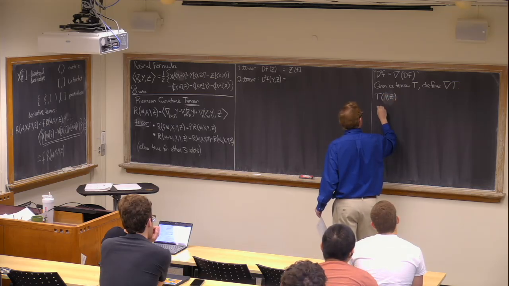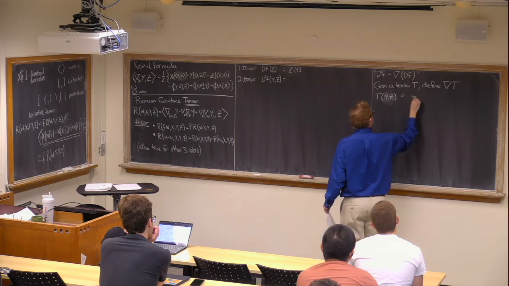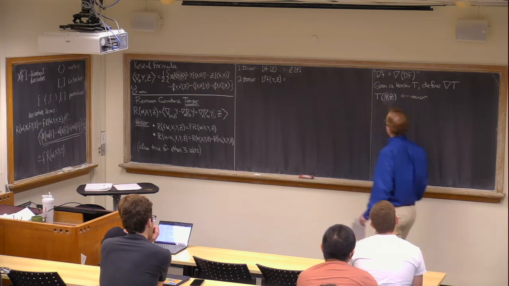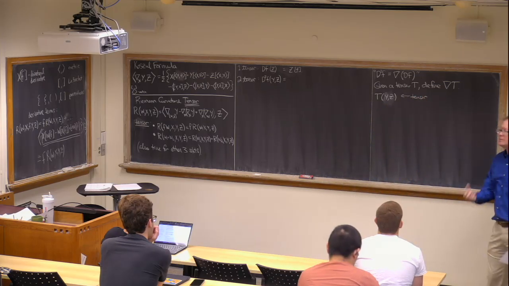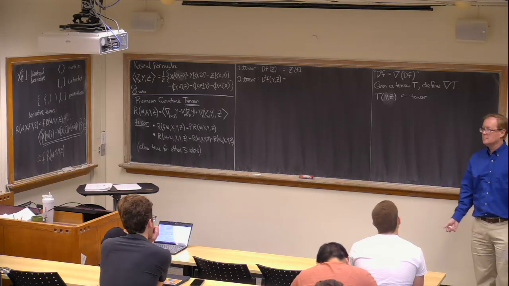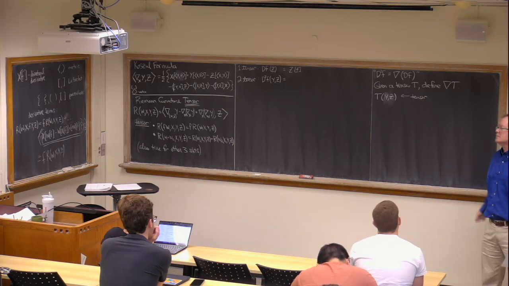And that's a tensor, okay? Now that is a 2 tensor. Why? I gave you an example of a 2 tensor because it takes 2 vector fields and gives you a real number back. So the metric is a 2 tensor.